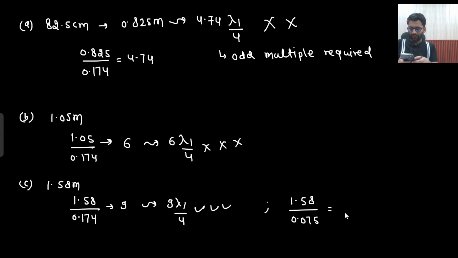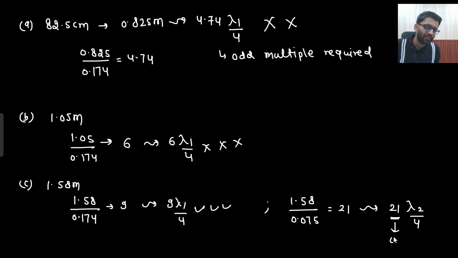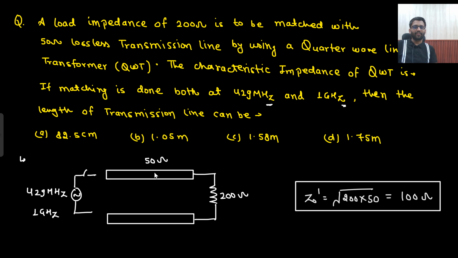What am I getting? 1.58 divided by 0.075. So you are getting 21. That means this is 21 times lambda 2 by 4. So this is also an odd multiple and this is also an odd multiple. That means this length can be your possible option. So C is the correct answer. You can check in the same manner for D as well.